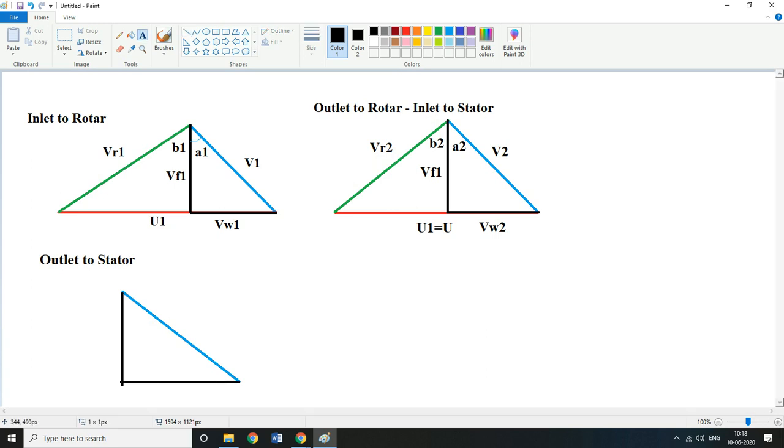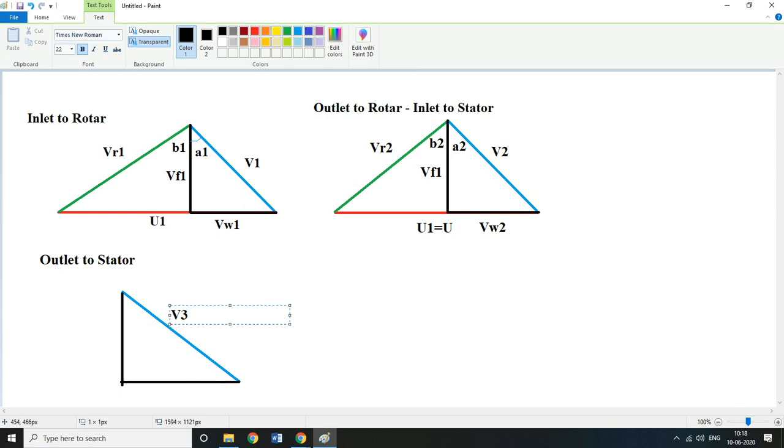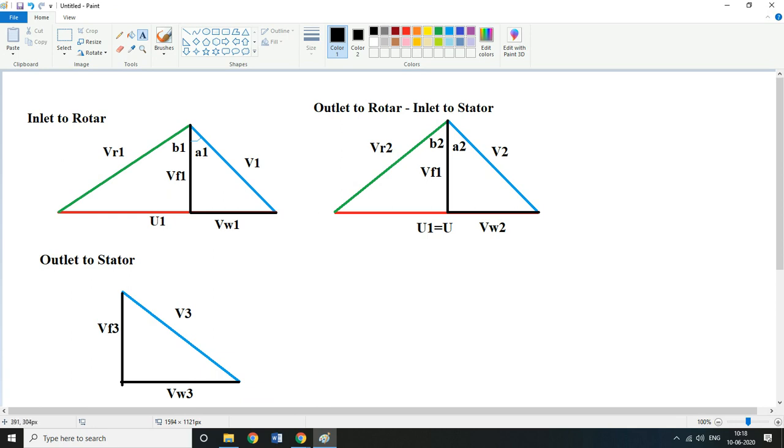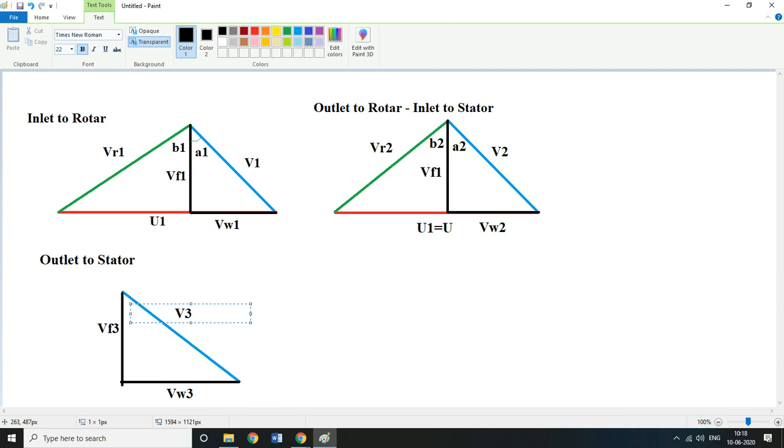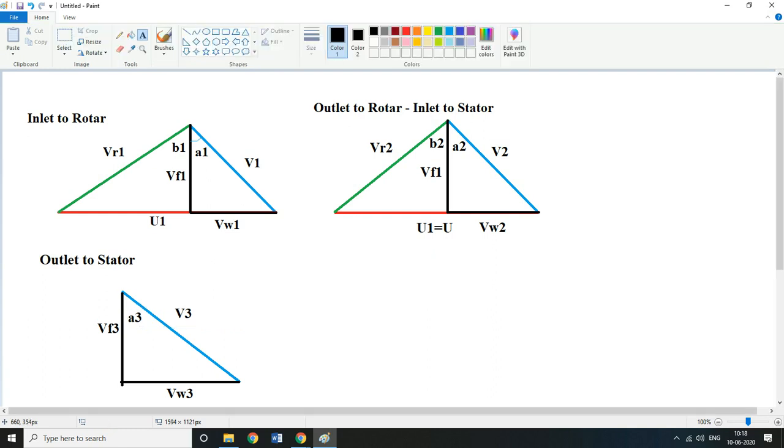Okay, so this will be your V3, and this will be your VF3, and this will be your VW3, with a certain alpha. Alpha 3. So these are the main generic triangles.